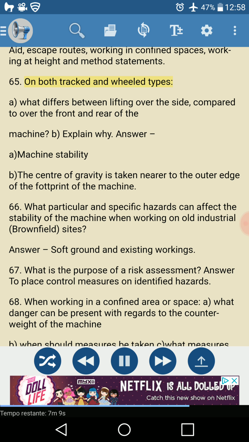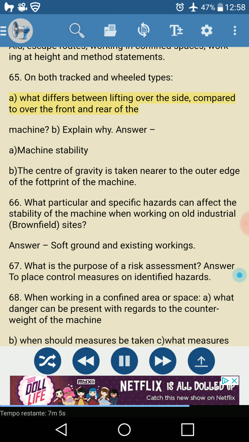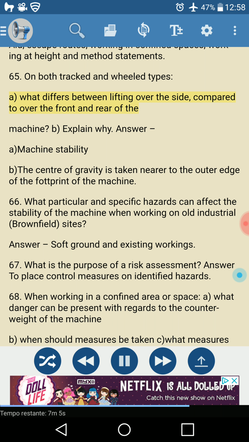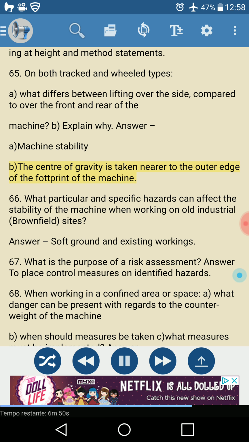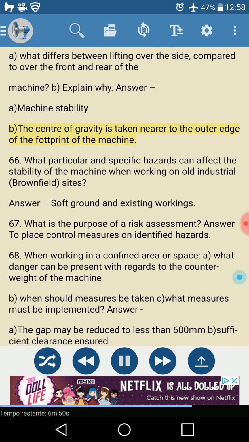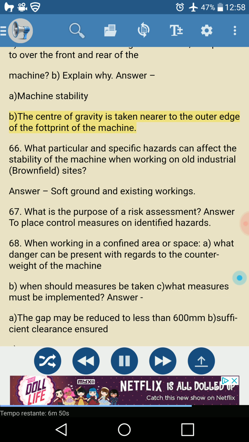65. On both tracked and wheeled types, A. What differs between lifting over the side compared to over the front and rear of the machine? B. Explain why. Answer: A. Machine stability. B. The center of gravity is taken nearer to the outer edge of the footprint of the machine.